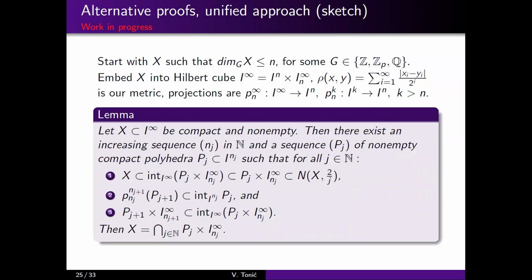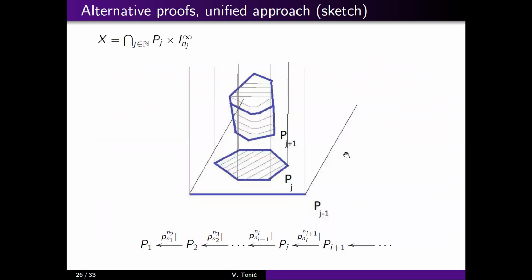And we can do it in such a way that there exists an increasing sequence of n's, which will give us increasing pieces of the Hilbert cube. And in these increasing pieces of the Hilbert cube, we'll be able to find compact polyhedra. And for them, what we will achieve, and I'll show you the statement of this lemma in a picture because it's easier to follow, is the following. We want, when you take each of these polyhedra and multiply by the rest of the Hilbert cube, the intersection of those objects to give us X.